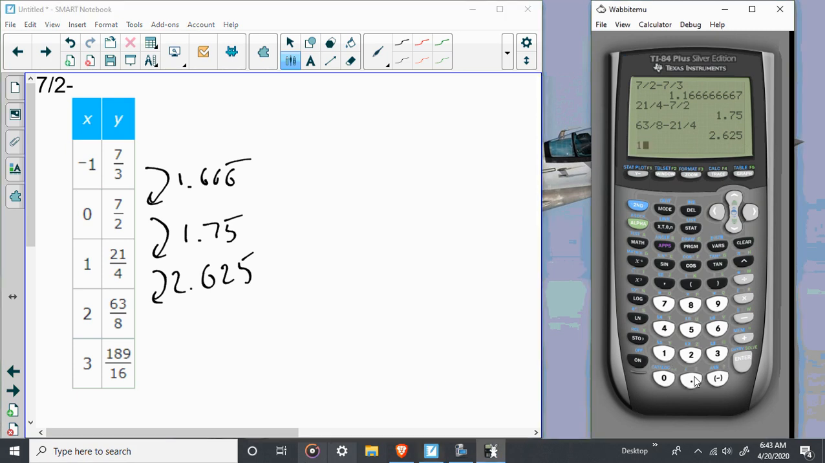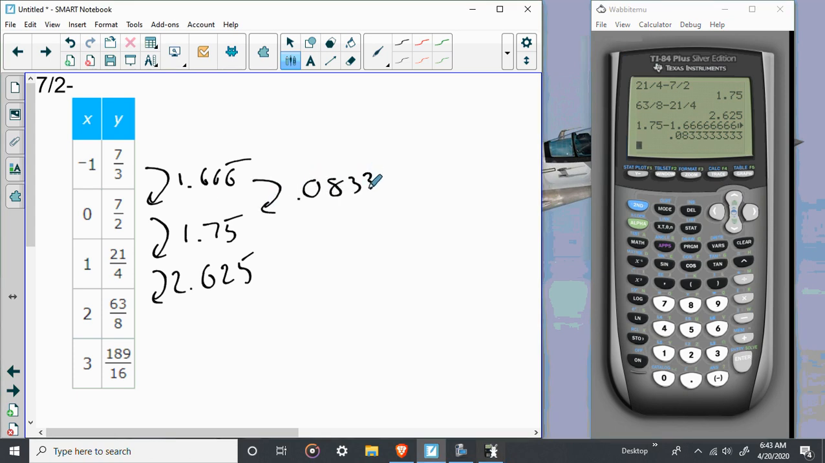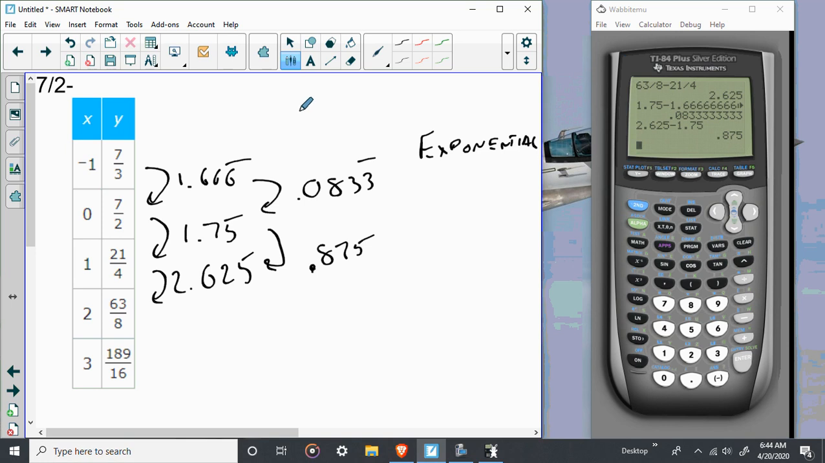So I'm going to say 1.75 minus 1 point, and then just go ahead and put a bunch of sixes in your calculator. What's this a difference of? 0.0833 repeating. And here, again, what do we got? 2.625 minus 1.75, and it's going to give you 0.875. So again, this is going to be exponential. Okay, so give those a try. Let me know if you guys have problems. Like I said, check the first round, see if it's linear, then check the second round and see if it's quadratic.